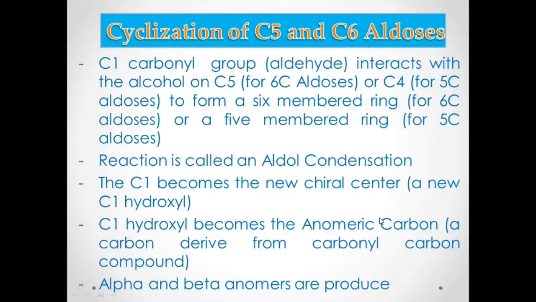Before the example, there's one last thing here. After we form the anomeric carbon, there are 2 anomers produced in the cyclization of both pentoses and hexoses. So you have an alpha or a beta anomer. We will know later on how we distinguish whether this is an alpha or a beta, and how we name cyclic sugars.